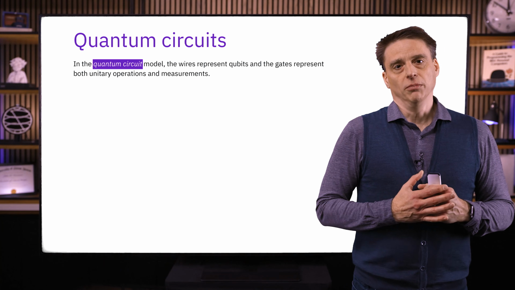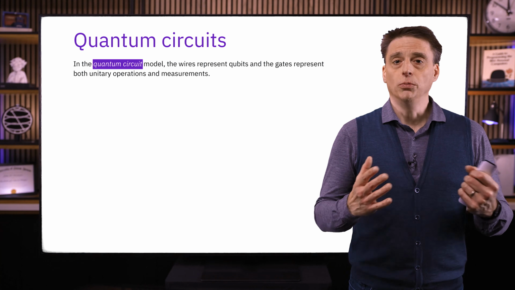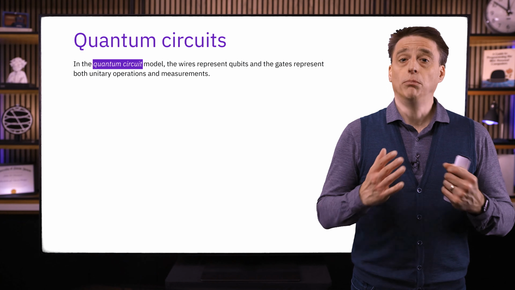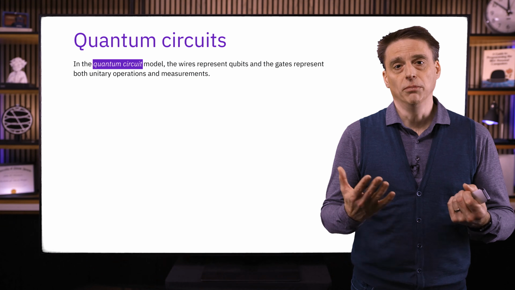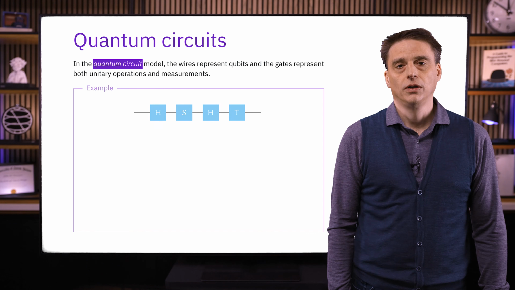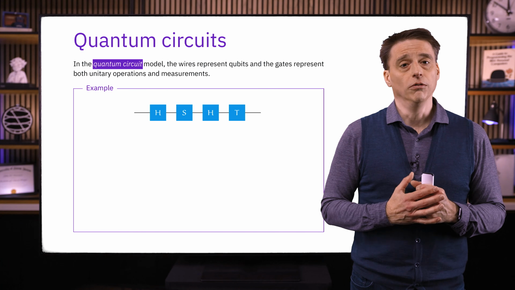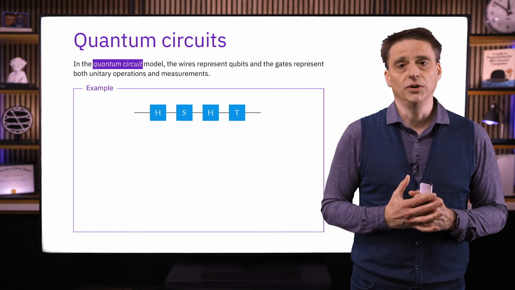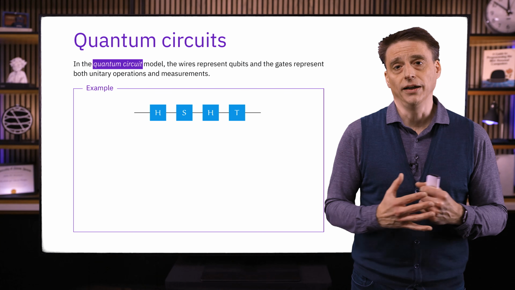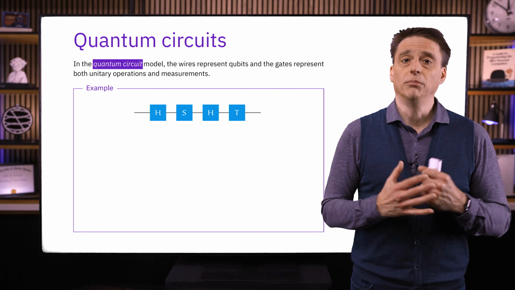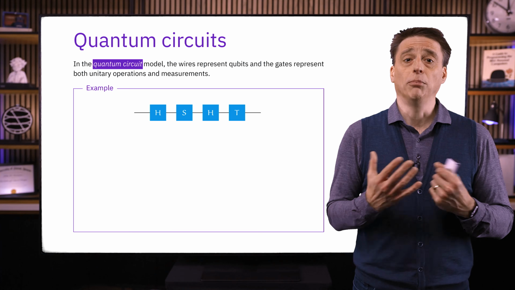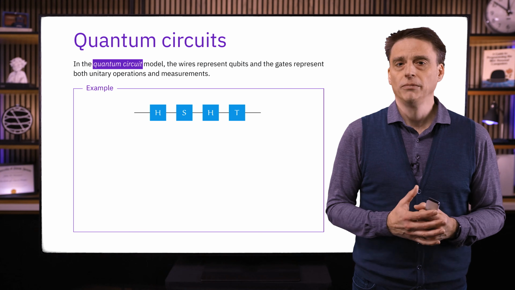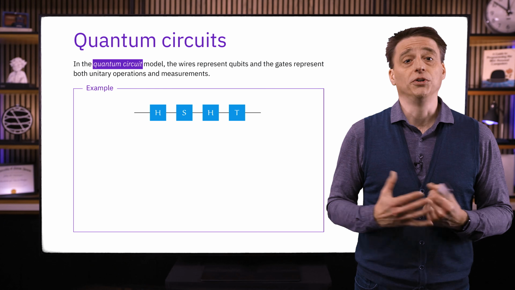In the quantum circuit model, the wires represent qubits, and the gates represent both unitary operations and measurements. Here's a very simple example of a quantum circuit. There's just one qubit in this circuit, which is represented by the horizontal line, and the gates, which are indicated by squares, represent unitary operations that are performed on this qubit. So there are no measurements in this particular example.